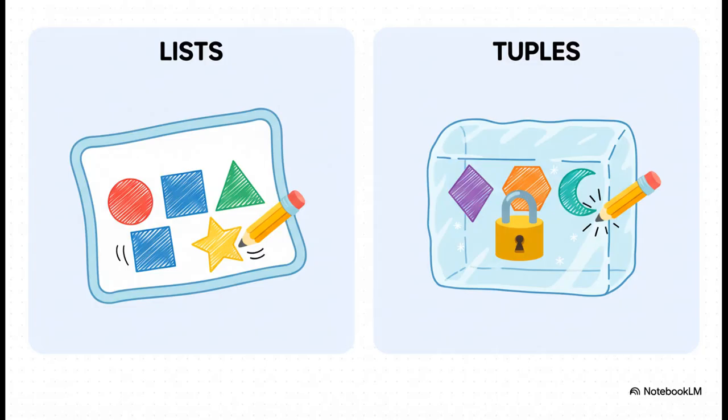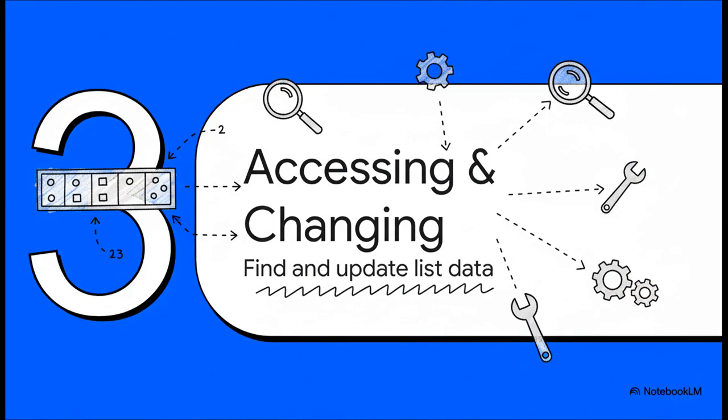Now, you might also hear about something in Python called a tuple. The main difference you need to know is that lists are mutable. You can change them. But tuples are immutable. You can't. You'd use a tuple for something that should never, ever change. But for our list of scores, which might grow or change, that flexibility is exactly why we want a list. All right, so we have our container, but how do we actually get stuff out of it or swap items around? Well, that's where something called indexing comes in.